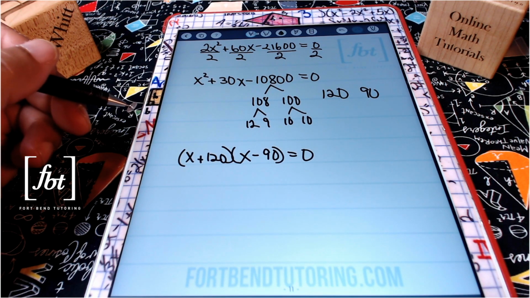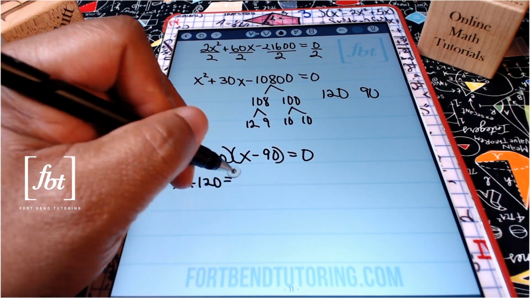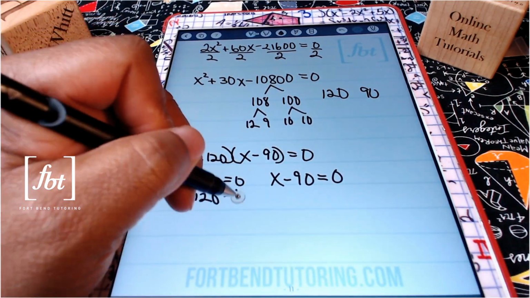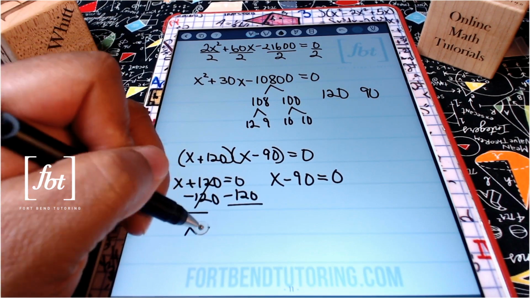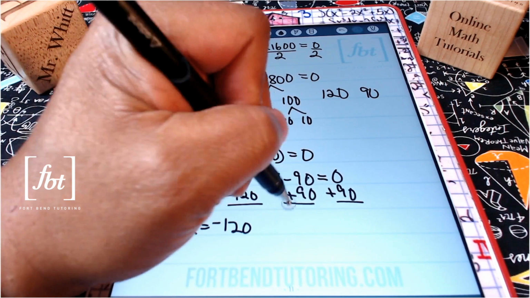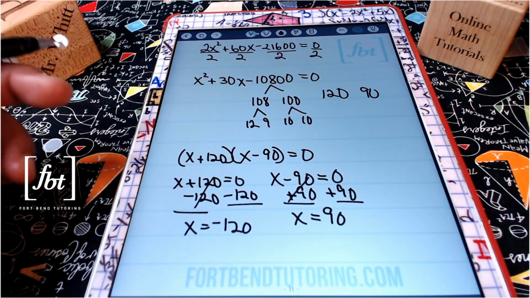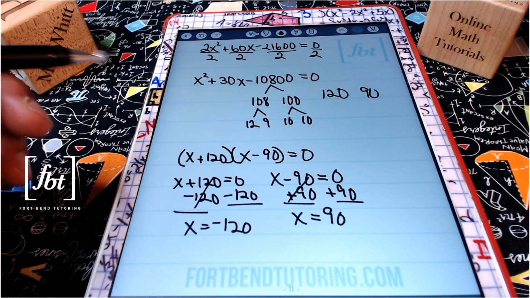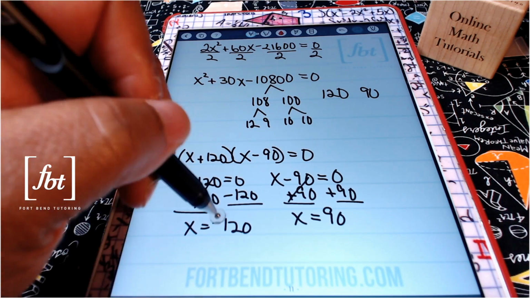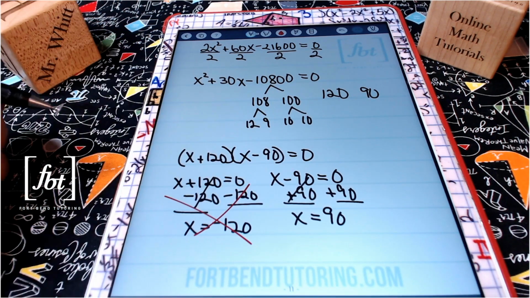From here, we'll be setting each factor equal to 0 and then solving each equation. I have x plus 120 equals 0. x minus 90 equals 0. And then I'll subtract 120 from both sides. This gives me x equals negative 120. Adding 90 to both sides, this gives me x equals 90. We'll be rejecting the negative 120 because we're looking for lengths of a triangle, and triangles in reality don't have negative lengths, guys. So this is an extraneous solution. We cannot use this in the original problem. However, the 90 is just fine.